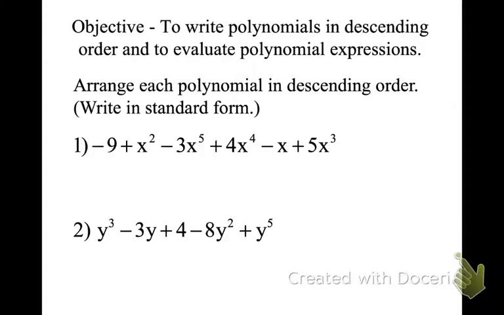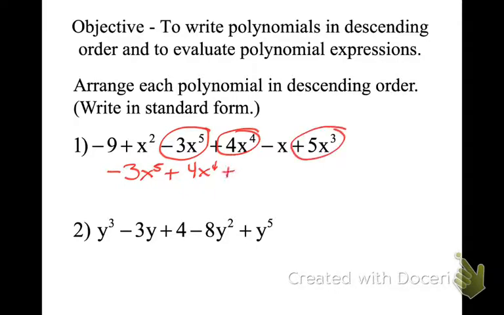Louis, what would I start with? Negative 3x to the 5th power. Good. We're starting with the biggest exponent, negative 3x to the 5th power. What would go next? Plus 4x to the 4th power. Plus 4x to the 4th. Notice I'm kind of circling them or crossing them out. Jean? Plus 5x to the 3rd. Plus 5x to the 3rd. I'm glad that you're telling me what sign. Keep going. How about Adam?